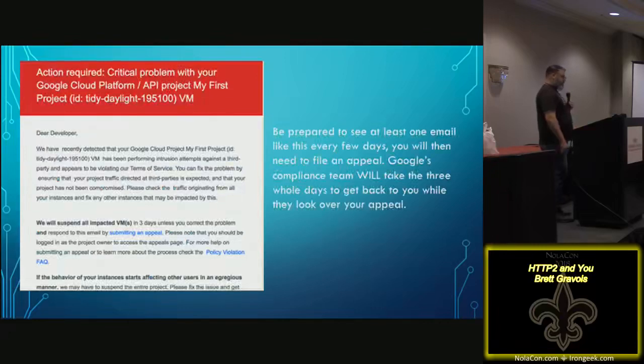So basically, if you're going to use Google Cloud, get ready to get one of these about once to twice a day. And then you have to go through this appeal process, and the appeal process really sucks because they have 3 days, and they will take the entire 3 days. So you're sitting there biting your nails every time you do this, wondering: are you going to shut me down, or not?